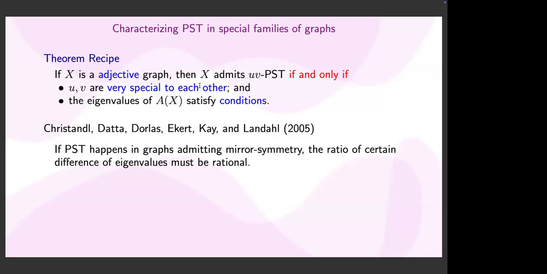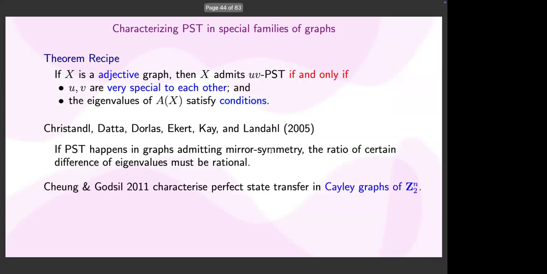But what they showed is that if you have a graph admitting a mirror symmetry, which I think just means reflecting across some axis, like the path graph, then the ratios of certain differences of eigenvalues must be rational. So this fits into this framework because the mirror symmetry takes care of the vertices being special to each other. They're exactly the ones that are reflected to each other. And it also shows that if you have PST, then these are the eigenvalue conditions. There are many results of this type.